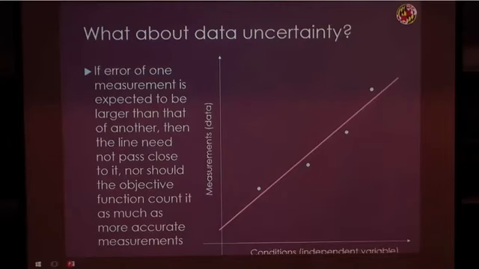And in fact, you want your objective function to know. You don't want it to be ignorant. You want to tell it the information that you know. You want to tell it this measurement has a larger uncertainty, and you shouldn't count it as much as you count more accurate measurements.